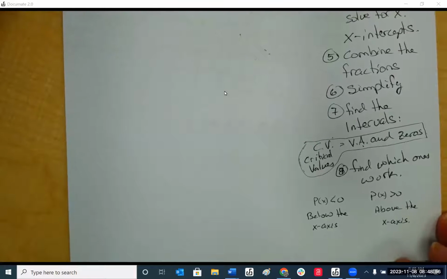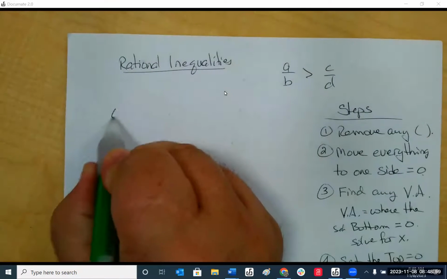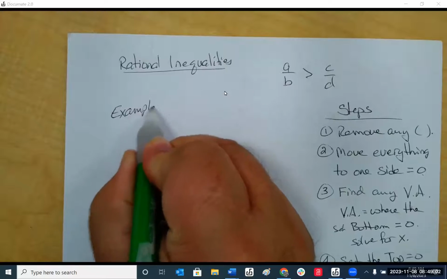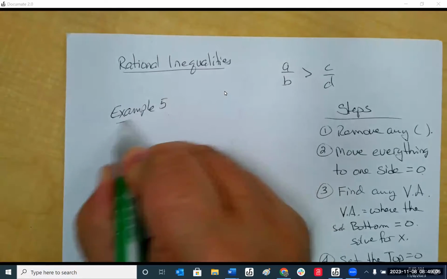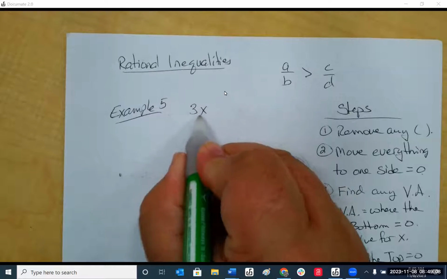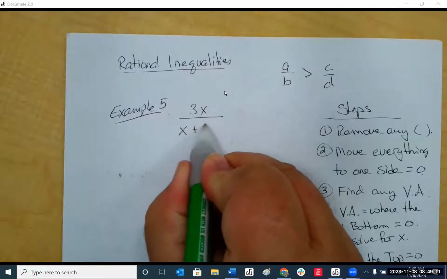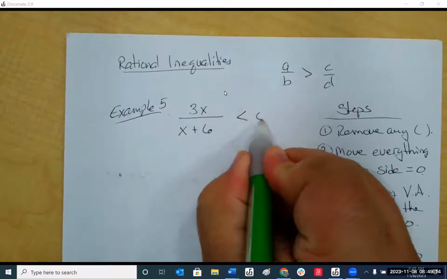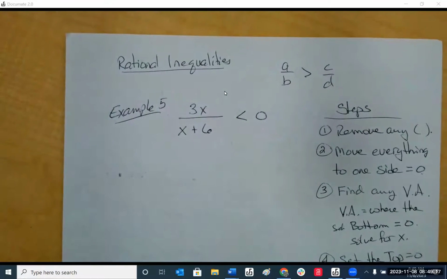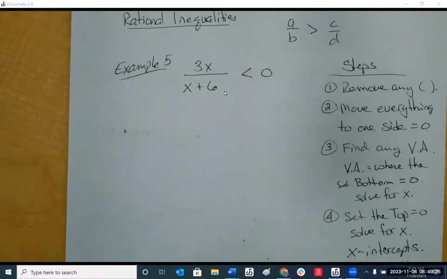All right, let's look at what we have here. Let's find an example here. Example 5. 3x over x plus 6 is less than 0. We don't have any parentheses. Everything's moved over to one side. We have 0 on one side. So what are my vertical asymptotes?